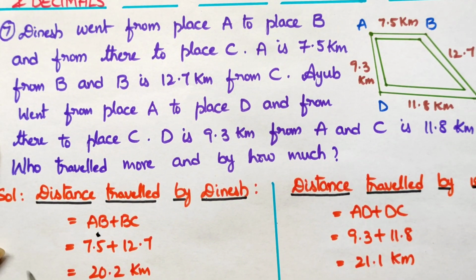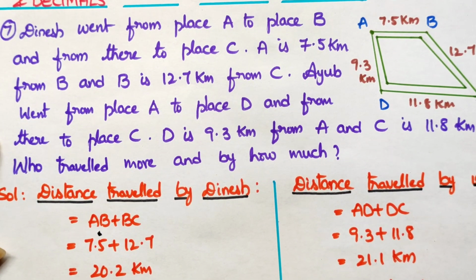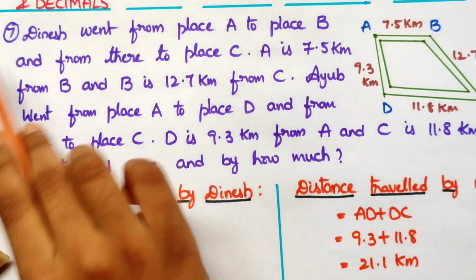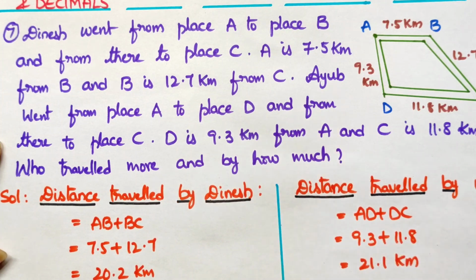Now the question is, who traveled more and by how much? Let us see the solution. There are two boys known here. The first boy is Dinesh and the second boy is Ayub.